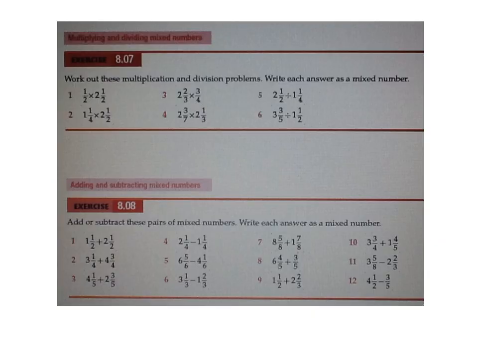Exercise 8.07. Please do questions 1, 2, 5 and 6. Exercise 8.08. Questions 1, 3, 5, 7, 11 and 12.